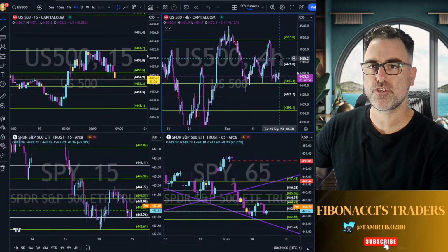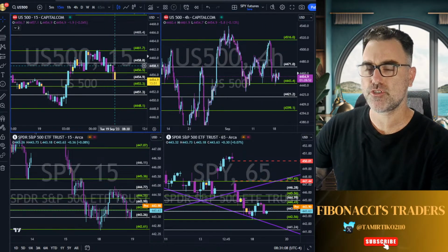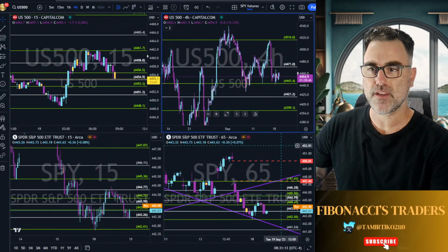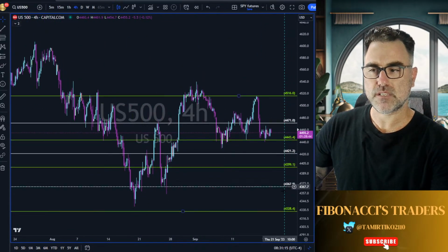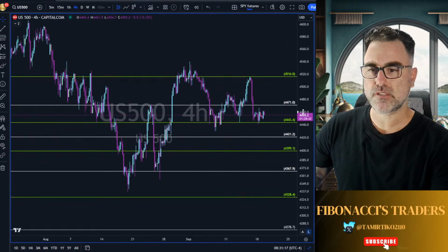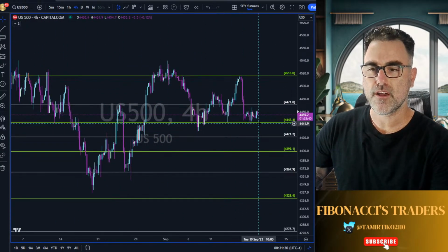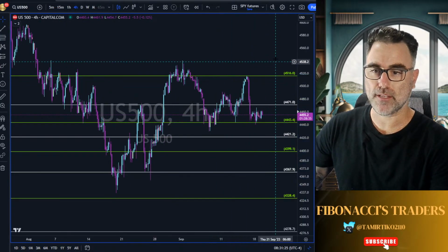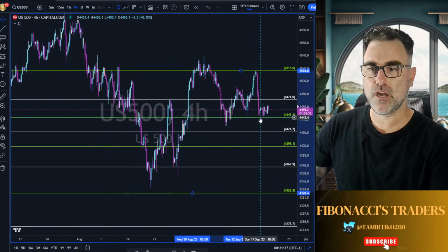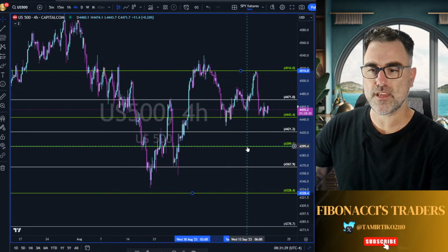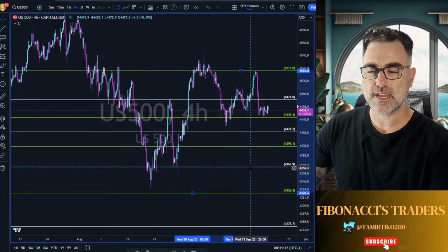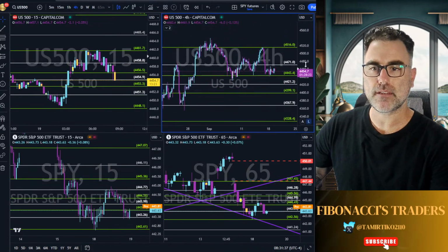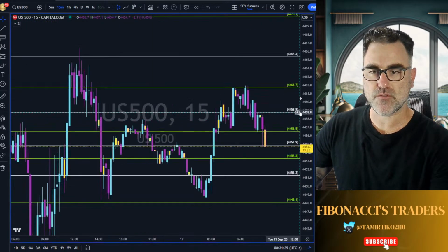We have here futures 4 hours. We have here futures 15 minutes. We have here SPY 15 minutes and SPY 65. And you already know the SPY 4 hours, the futures 4 hours, you know the 4444 area. Very interesting, very important level of support. Below it, we are heading towards the 44 and maybe towards the 4370. It all depends on how the market will react tomorrow for the FOMC rate decision.